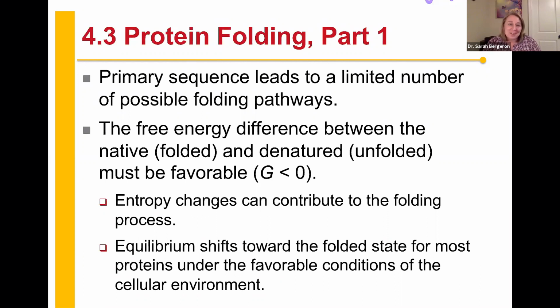Our primary sequence leads to a limited number of folding pathways. So there was a really cool thought experiment. So if protein folding is 100% random, if it's all random, right? And you mathematically calculated how long it would take for an amino acid sequence to fold into all the possible arrangements, you can't calculate that.